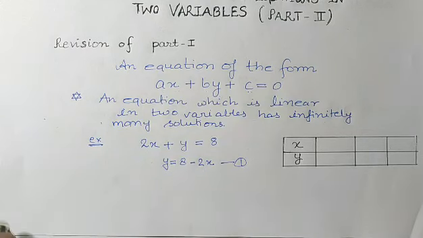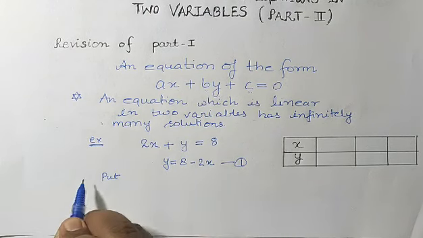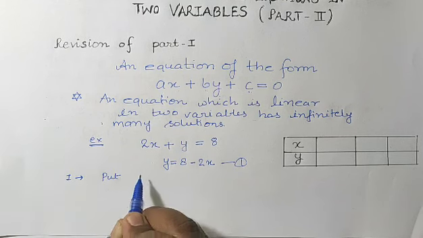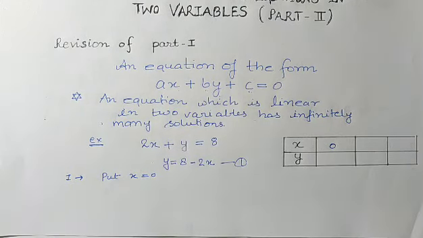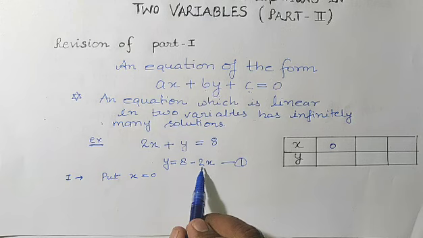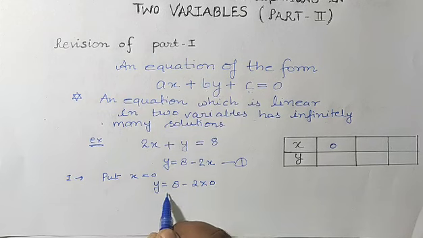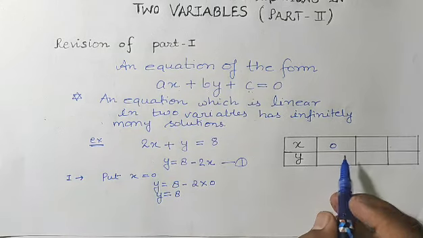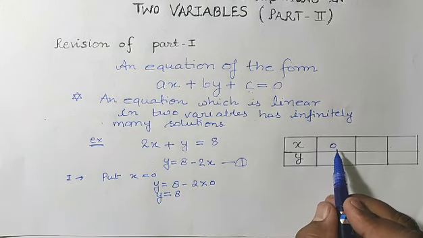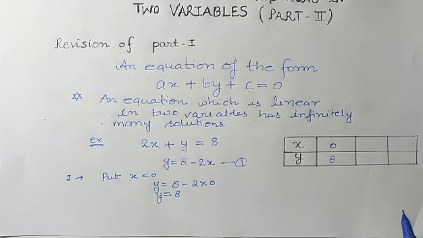So firstly, how can we find the solution? First case, put x is equal to 0. If you put x is equal to 0, what value of y will you get? y is equal to 8 minus 2 into 0, and 2 into 0 is 0, so only 8 will be left. So when the value of x is 0, the value of y will be 8.